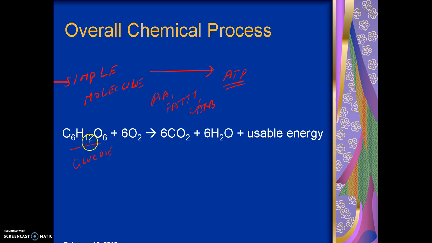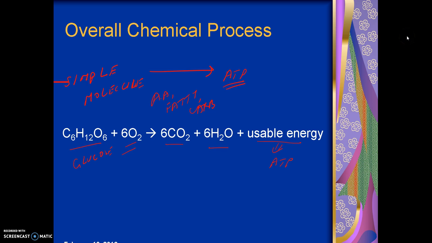Here is the overall chemical process for cellular respiration. We are going to take one molecule of glucose, and to that we are going to add 6 molecules of oxygen. It produces 6 molecules of carbon dioxide, 6 molecules of water, and usable energy, and this energy is in the form of ATP. So this is the overall reaction.